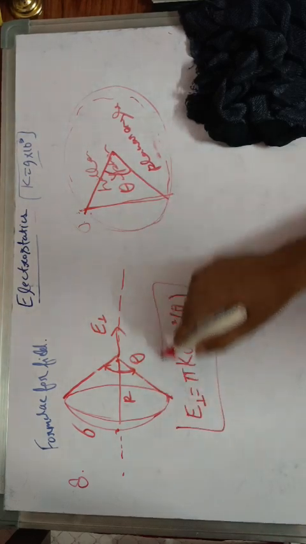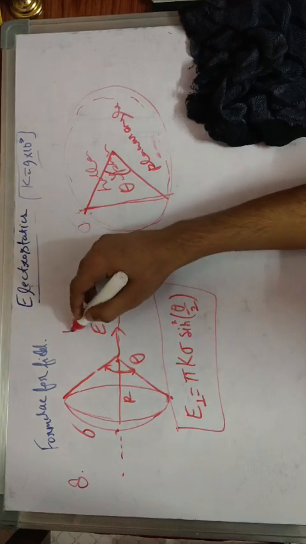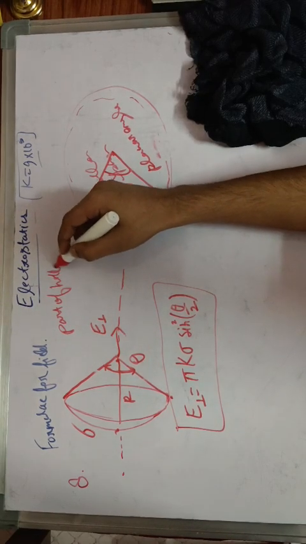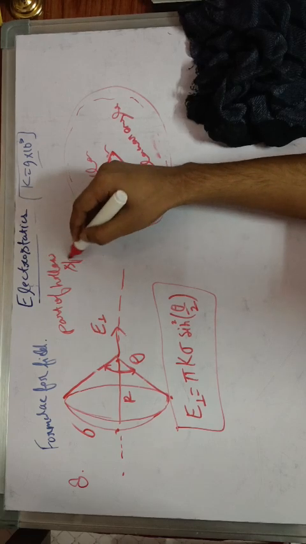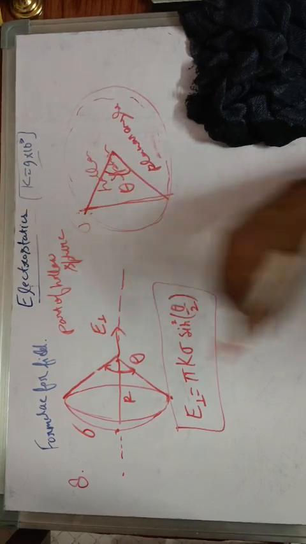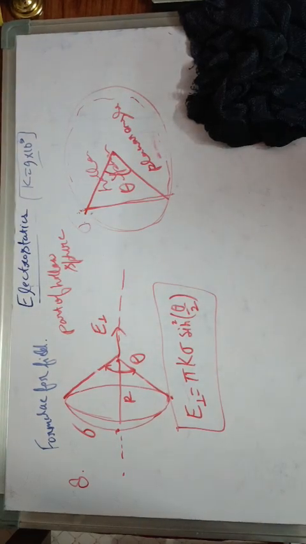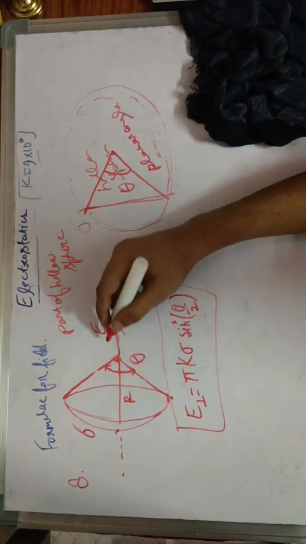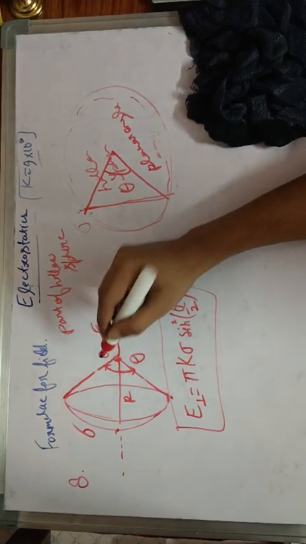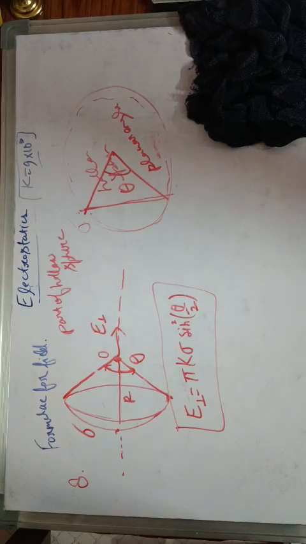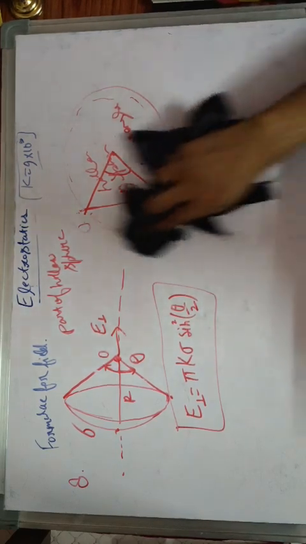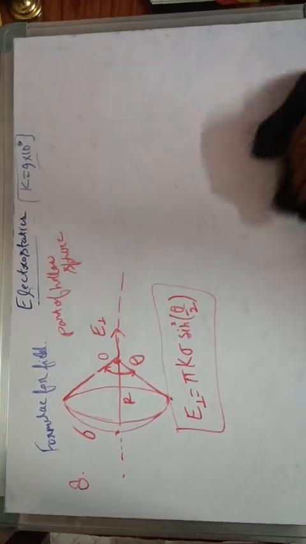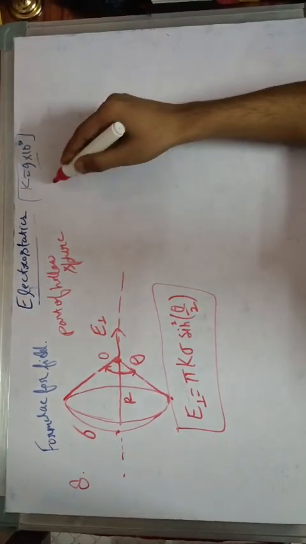So this is the electric field. This is the part of sphere, part of hollow sphere. Field due to the part of hollow sphere. And this is the field at center O. One more formula we need to remember, sometimes in case of calculation it may help.